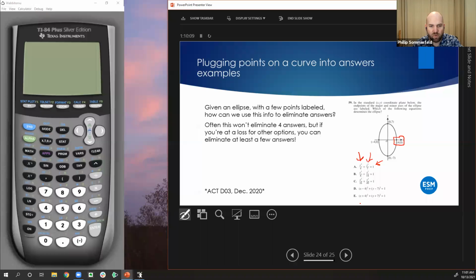If I plug in 4 here, 4 plus 4 is 8 squared, 64, but I'm going to be adding something to that, and it's a non-negative value, so that's out, right? If I plug in 4 here, that gives me 0, so that term's gone. But if I plug in 0 here, I get -7 squared is 49. 49 is obviously not equal to 1, so you can get rid of that one.